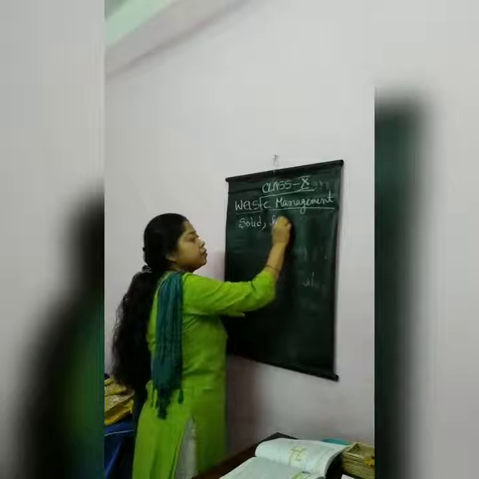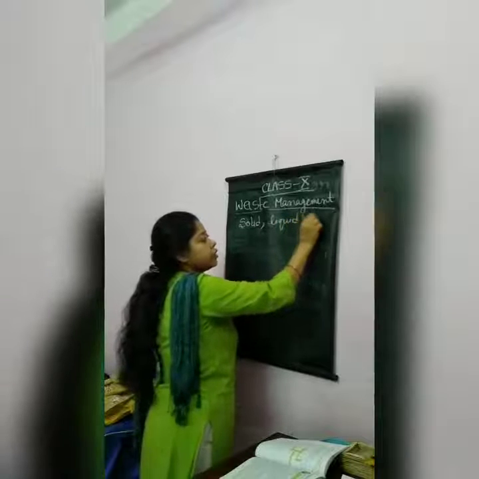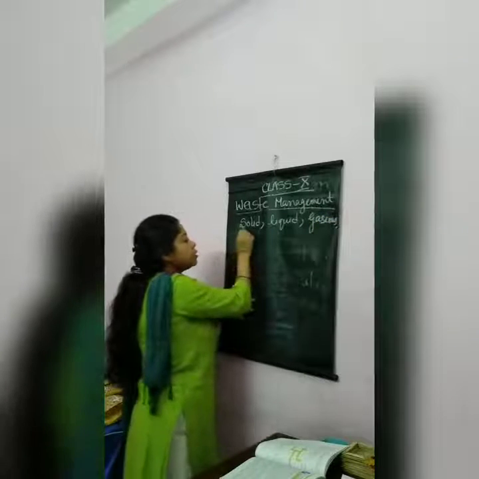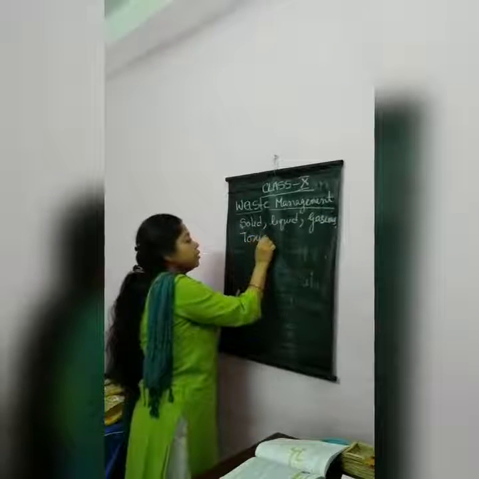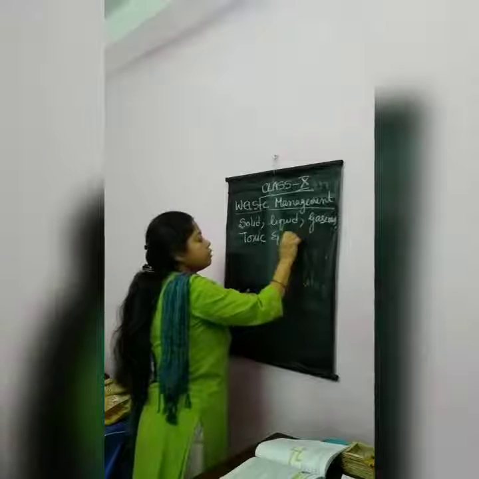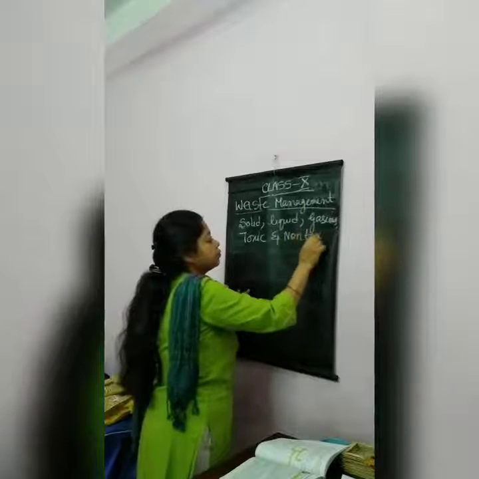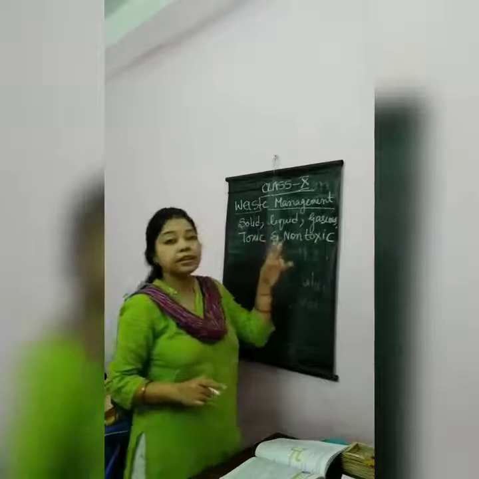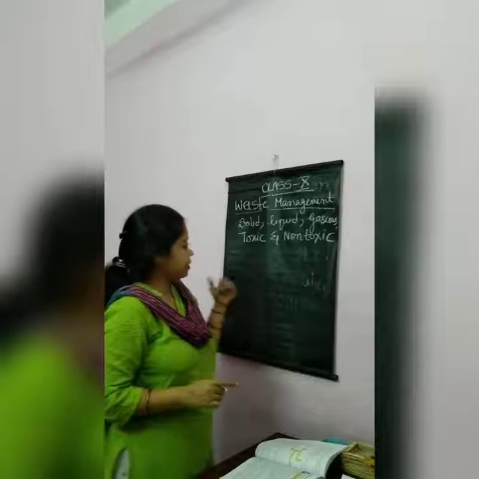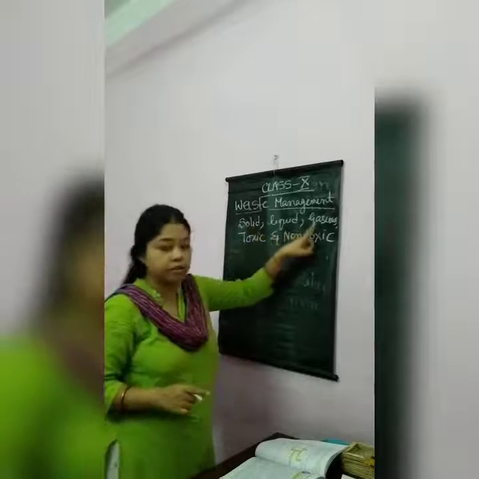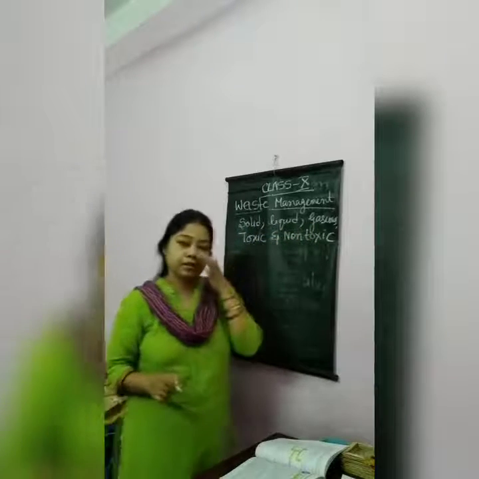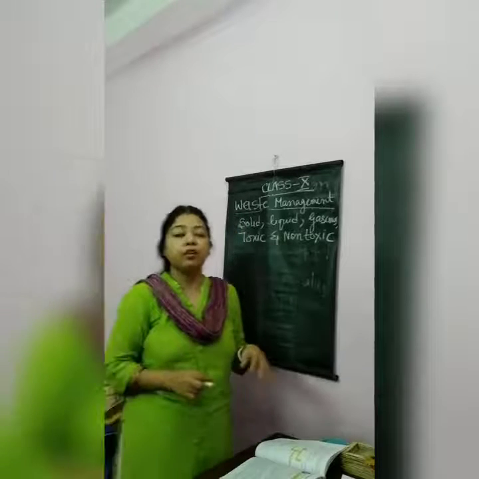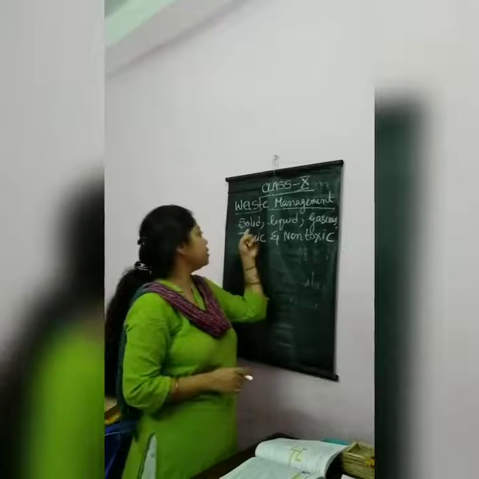liquid waste, gaseous waste, toxic waste, and non-toxic waste. These are the 5 types of waste: solid, liquid, gaseous, toxic and non-toxic. So we will discuss each one by one along with examples. So first is the solid waste.